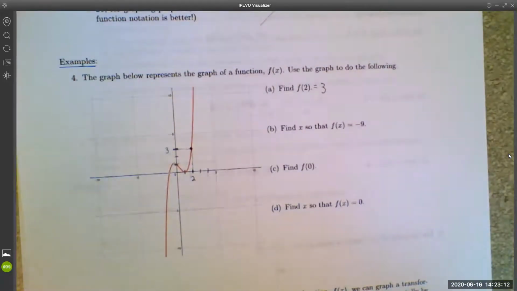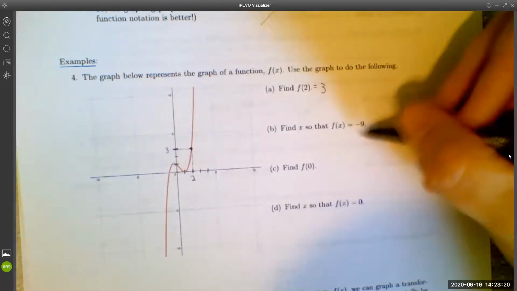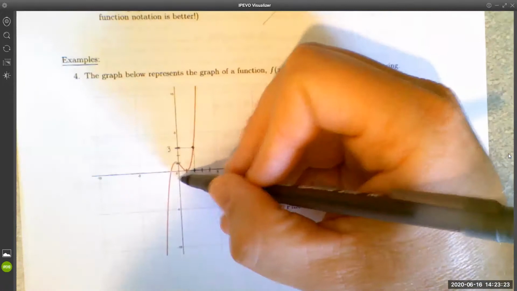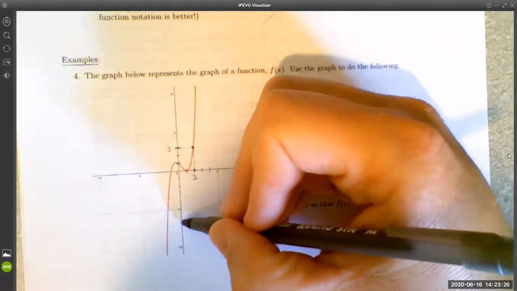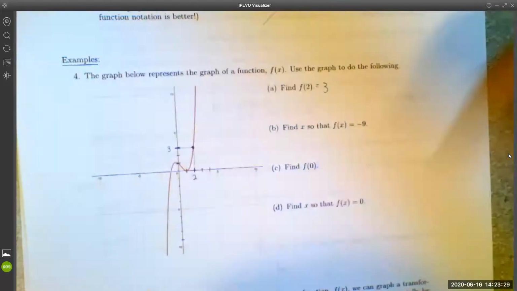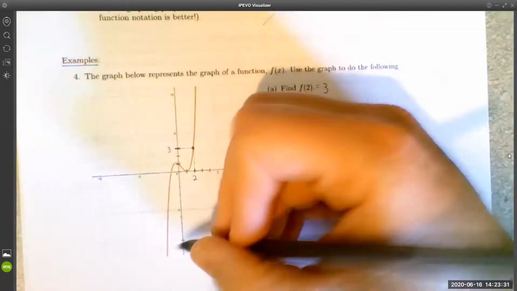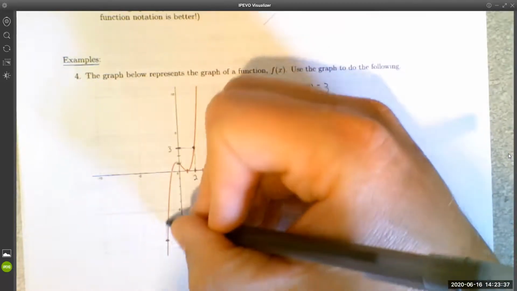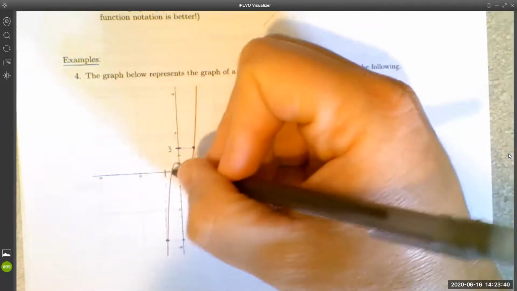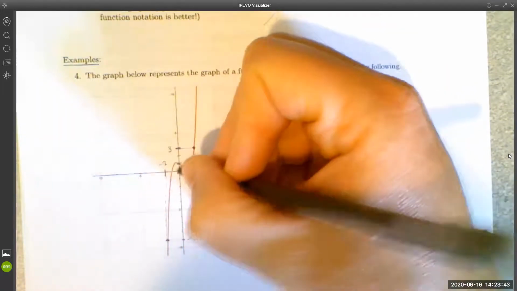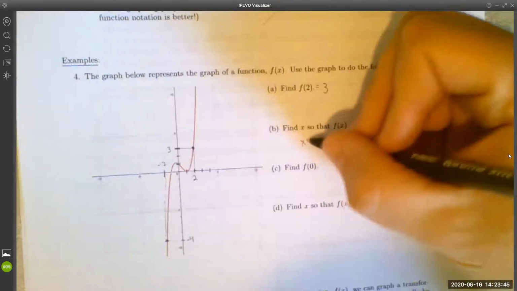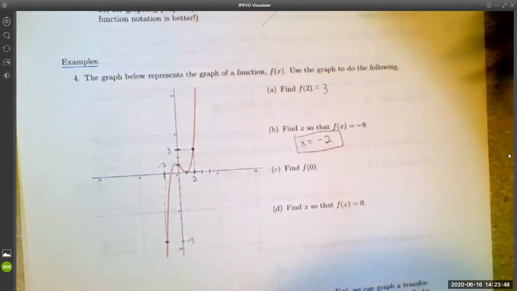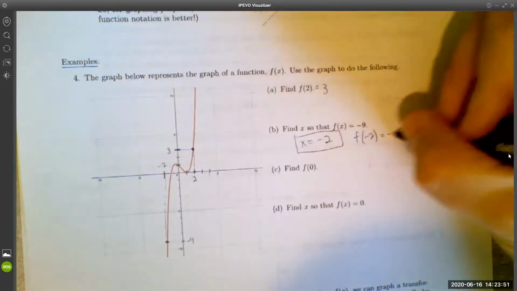Part B says find x so that f of x equals -9. Ooh, okay, so this time they're giving us the output value. We want the output value to be -9. 1, 2, 3, 4, 5, 6, 7, 8, 9. So when f of x is -9, so that's the output value, what's the input value that corresponds to it? It looks like -2, right? So x equals -2. Or you could say maybe f of -2 equals -9, something like that.